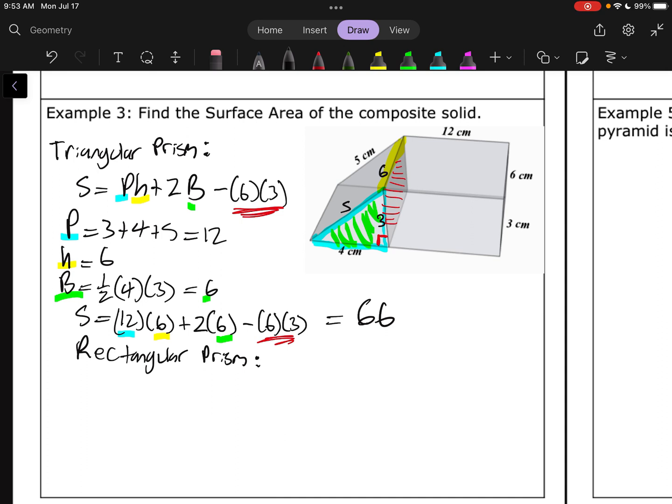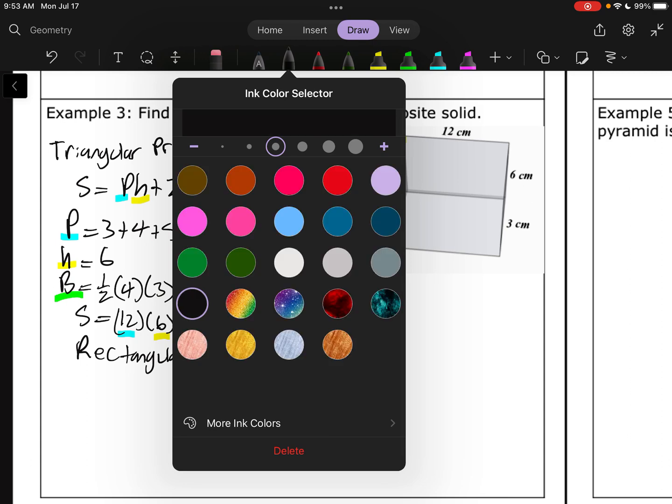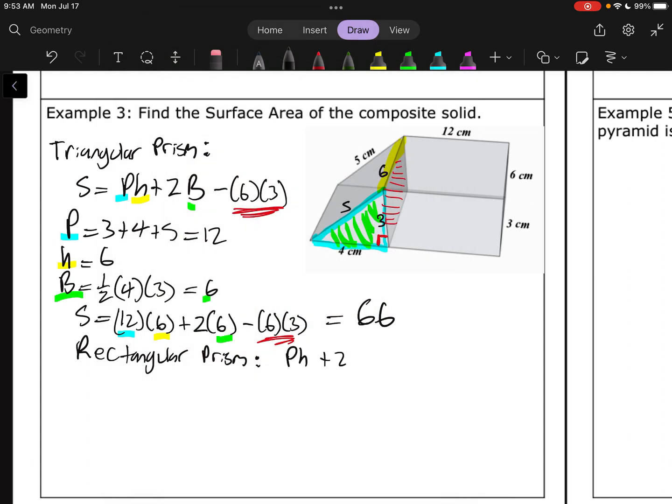We can think about the rectangular prism a couple different ways. I'm just going to think about it going bottom to top. So the general formula here is Ph plus 2B again. Our perimeter would be the perimeter down here. And how would we find that? That would be 12 plus 6 plus 12 plus 6, which would be 36. Our height would be this 3 right there.